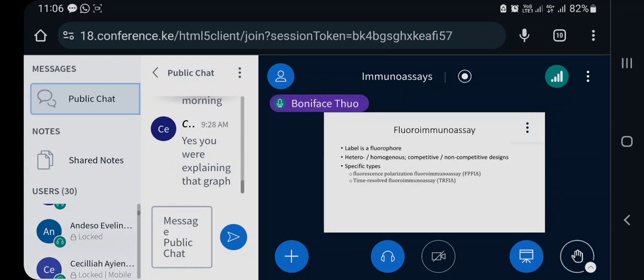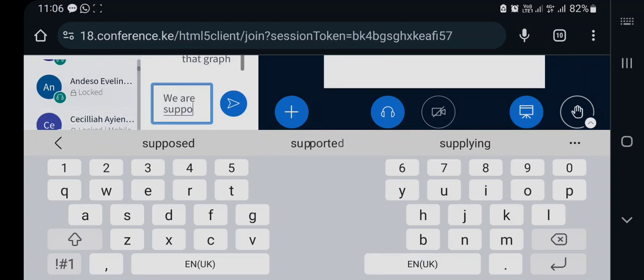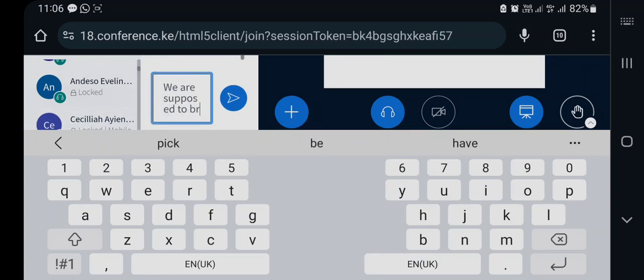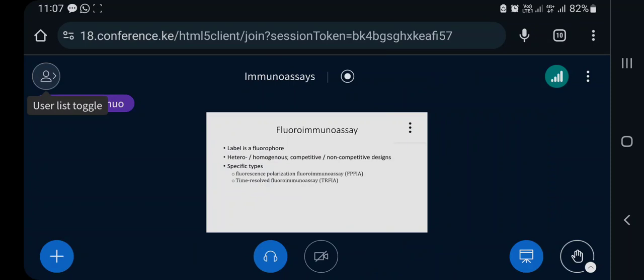Okay, so let me go to fluoroimmunoassay. You said that you have studied fluorimetry in other areas. So now we are just seeing that application in an immunoassay, and these are fluorescence polarization fluoroimmunoassay and time-resolved fluoroimmunoassay.